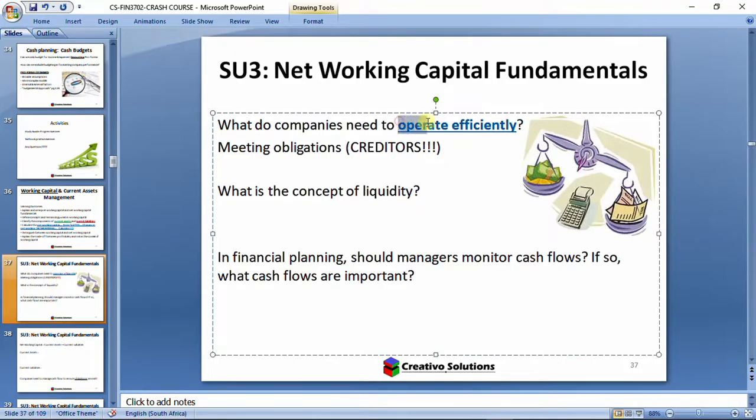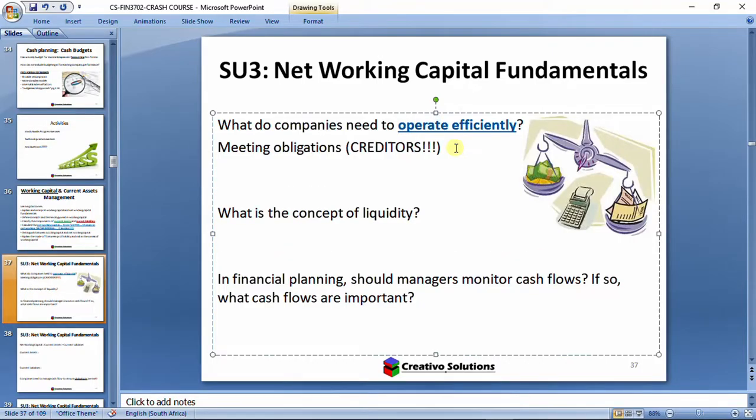Think about operating. What else do you use to operate? Your current assets. Which ones? Be more specific. Which ones are used constantly when you're operating? Inventories. Nice, that's a good one. What else? Inventory is sold to who? To debtors. There we go. So you've covered them.